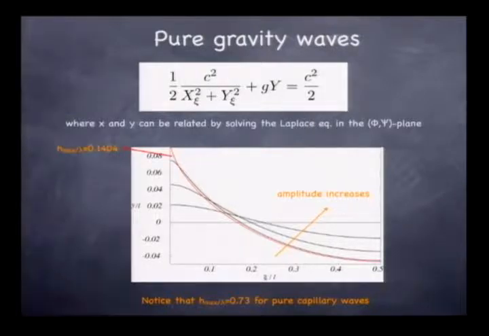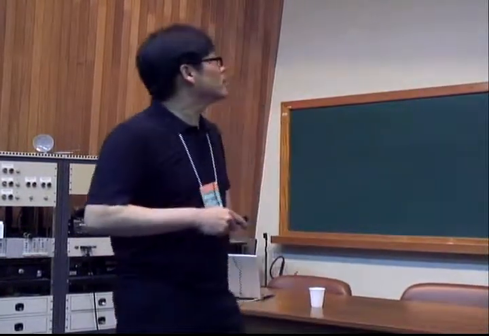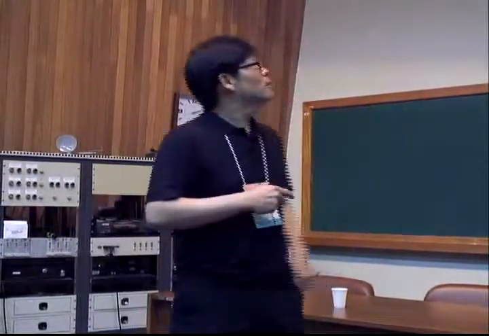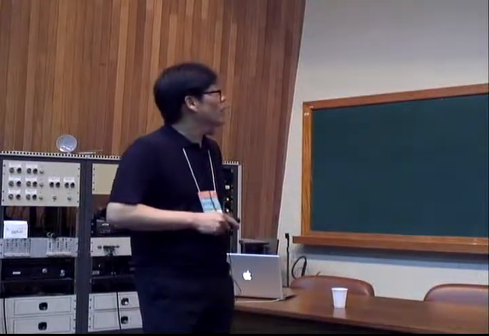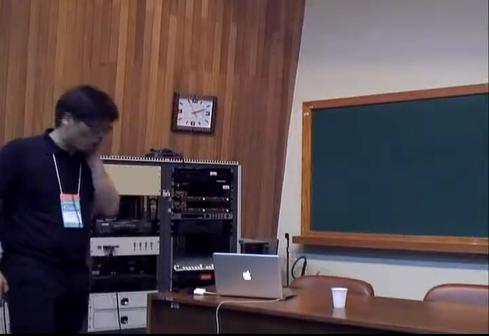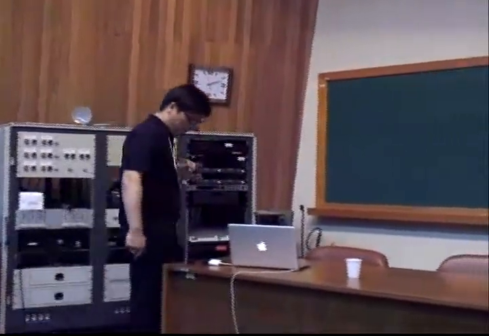This is a very small amplitude wave and then the amplitude increases. And this red line represents the gravity wave of maximum amplitude. As I said earlier, the wave height, which is the distance between crest and trough, divided by lambda is 0.14. For pure capillary waves, this ratio is 0.73. So the capillary waves are really nonlinear waves.